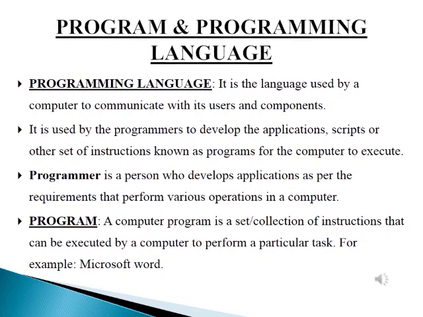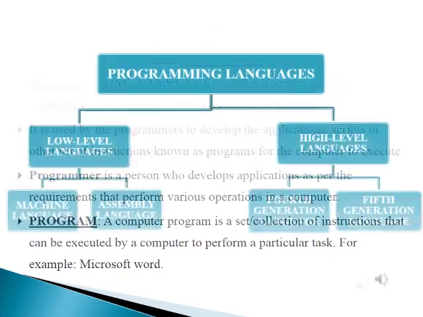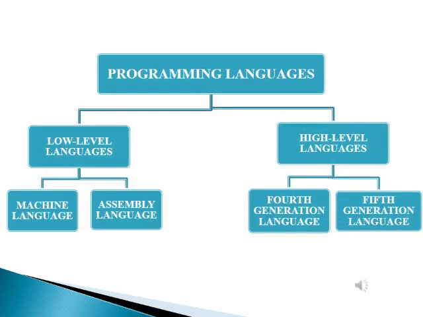Now, what is a program? You can say that a computer program is a set or collection of instructions that are executed by the computer to perform a particular task. An example of a program is your Microsoft Word, your web browsers like Google Chrome, Mozilla Firefox, Internet Explorer, and many more. The programming languages have been classified into two types.